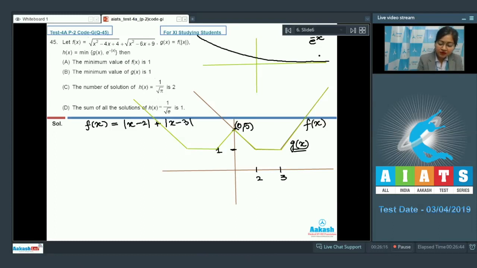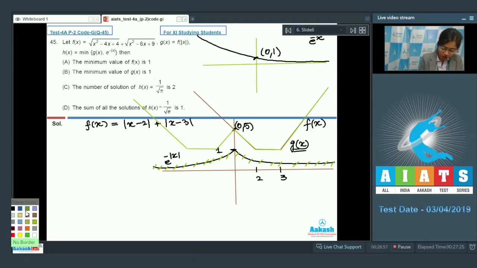Now, to plot the graph of e raised to the power minus |x|, the graph on the positive x-axis will be repeated on the negative x-axis, and we know that this point is (0, 1). So, the graph of e raised to the power minus |x| will be like this. Right? This is the graph of e raised to the power minus |x|. So, h(x) is equal to the minimum of g(x) comma e raised to the power minus |x|. So, it can easily be seen that the graph of h(x) is e raised to the power minus |x| itself, because it has the minimum value. So, this is the graph of h(x).